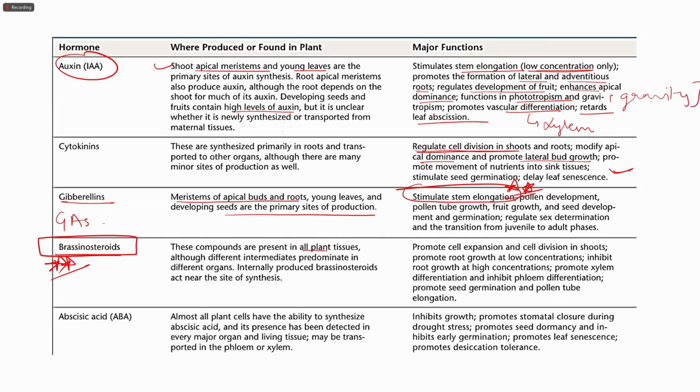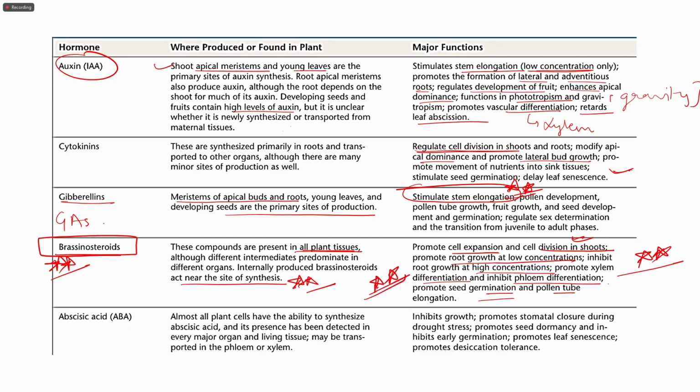These are present in all the plant tissues. Although different intermediates predominate in different organs, internally produced brassinosteroids act near the site of synthesis. So they usually act locally. It promotes cell expansion and cell division in shoots, promotes root growth at low concentration, inhibits root growth at high concentration. So this is important, that at low concentration of this, root growth is promoted. At higher concentration, root growth is inhibited. It promotes xylem differentiation and inhibits phloem differentiation, promotes seed germination and pollen tube elongation. So you must remember the function of brassinosteroids.